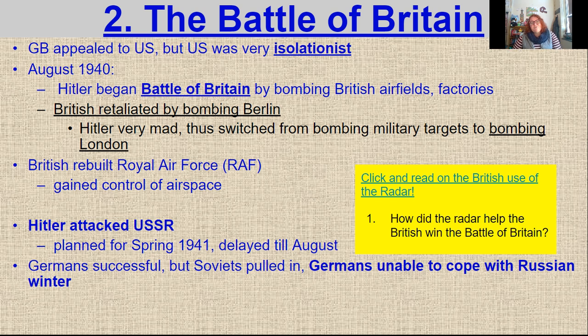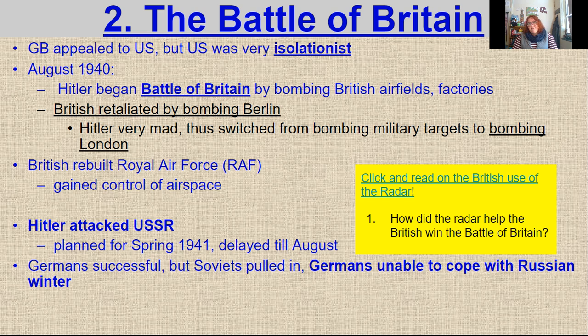So then after Germany and Hitler were able to take over France, they set their eyes on Great Britain. Great Britain knew that they were next, and so they kept appealing to the United States, but the United States was very much isolationist. They wanted to stay out of it.